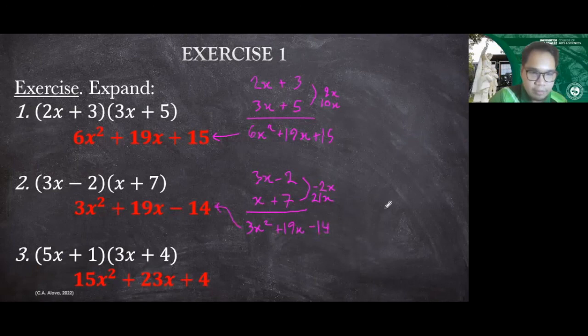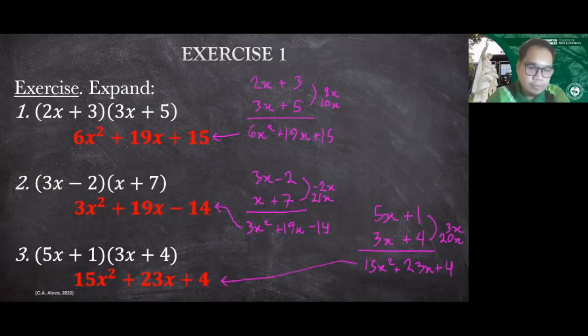And lastly, for number 3, we have 5x plus 1 times 3x plus 4. So we multiply 5x times 3x, that's going to give us 15x squared vertically. Crosswise, 5x times 4 is 20x. And then crosswise again, add that to 1 times 3x, that's 3x. So what we have is 23x. And then 1 times 4 is 4. And that's our answer for number 3.